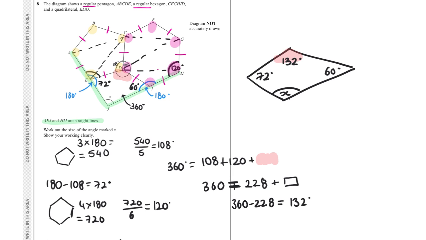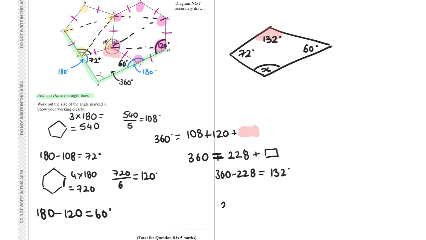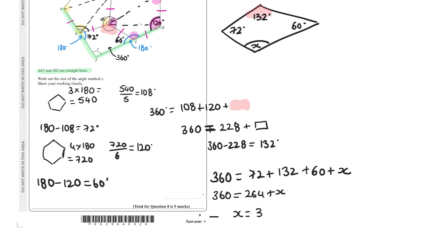So now what do I know about angles in a quadrilateral? They add up to 360. So I now know that 360 degrees equals 72 plus 132 plus 60 plus x. And we're trying to find x. So 132 plus 72 plus 60 equals 264. So 360 equals 264 plus x. So x equals 360 minus 264, which is going to give us 96. So the answer is 96 degrees.